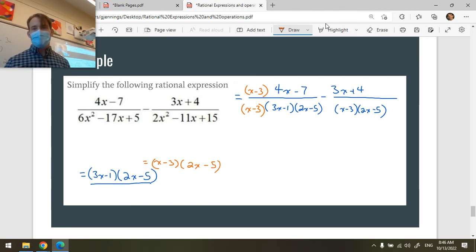So we see that this fraction here is lacking a 3x minus 1 factor. So 3x minus 1 goes in there, and top 3x minus 1. It helps at this point to remember that these things are in brackets. So when we distribute these in, we have to use FOIL.